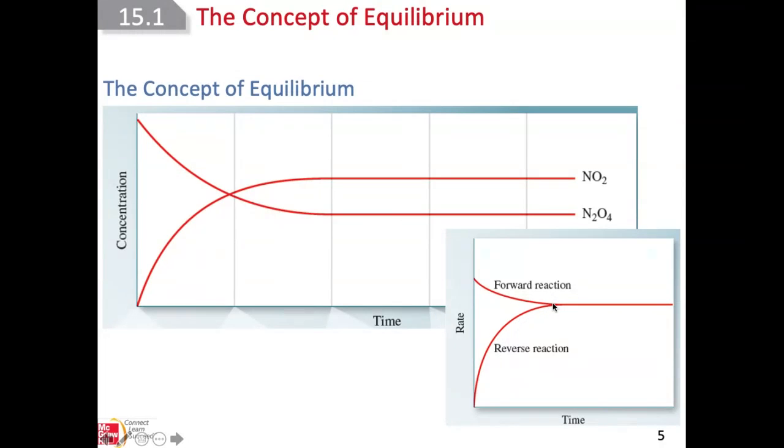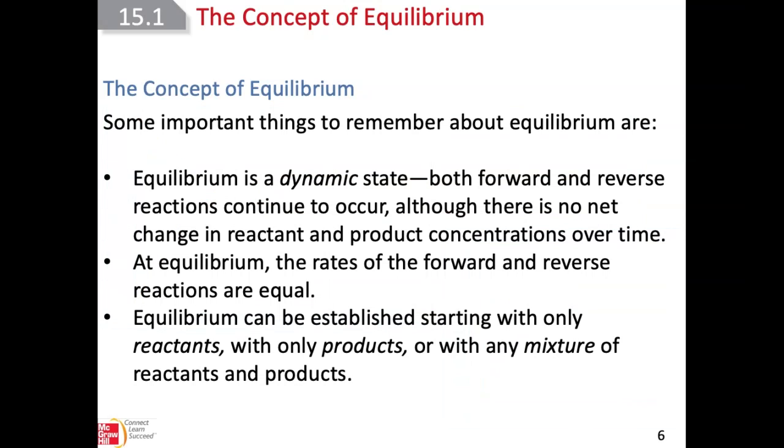At some point in time, those two rates will be equal to each other. The forward and the reverse reaction will have equal rate. This is what we call equilibrium. When the rate of the forward reaction equals the rate of the reverse reaction, this is equilibrium. So these are the important things we have to remember about equilibrium.